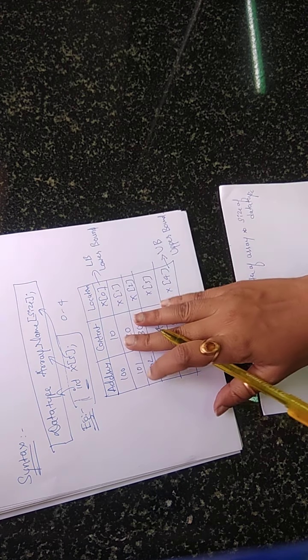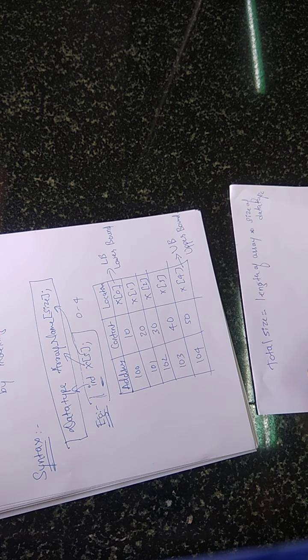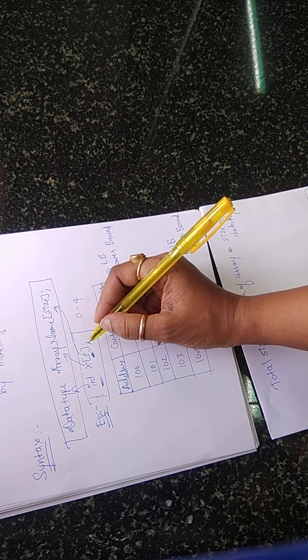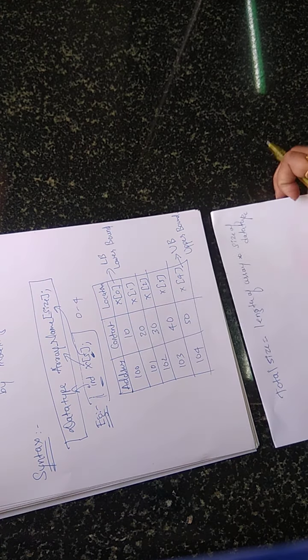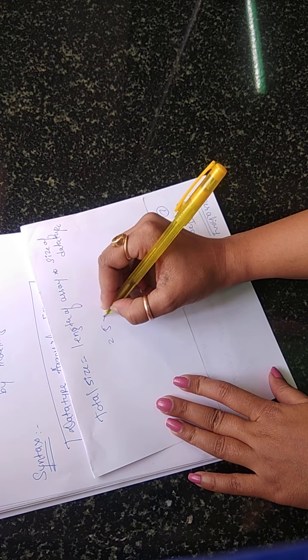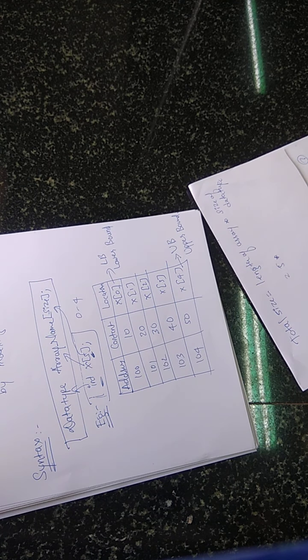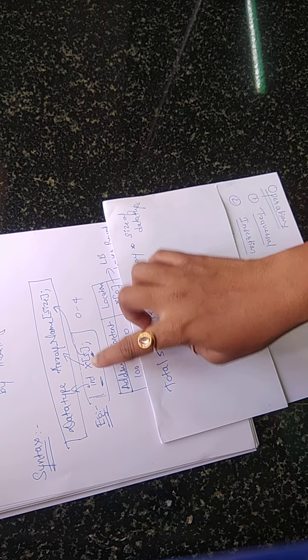For example, in this example where we had written int x of 5, what is the length of the array? The length of the array is nothing but the size, which is how many elements we can store, that is 5. Done? So here the length of the array I'll write as 5 into the size of your data type. What is the size of the data type? The size of the data type is 2 bytes. So 5 into 2 is totally 10 bytes. So the total size of this particular array is 10 bytes.